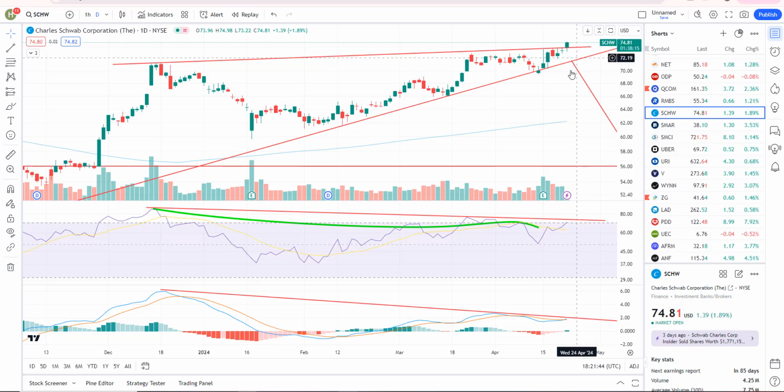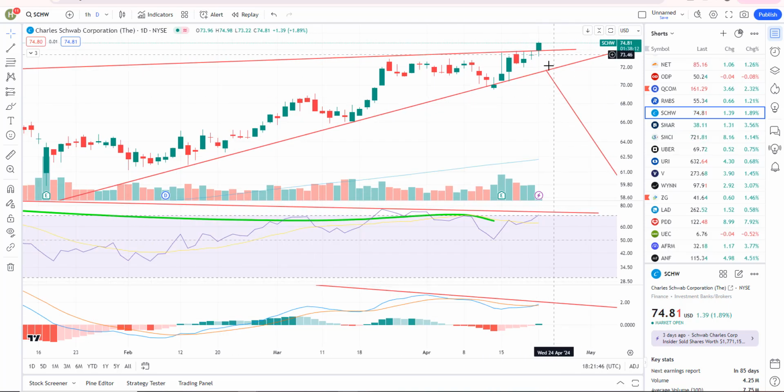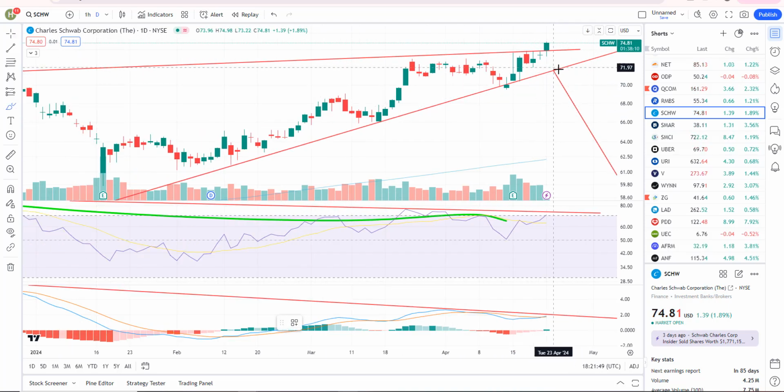You see these moves sometimes. They'll pop it up, run a bunch of stops, and then probably gap down below this wedge, below this whole entire wedge. So I'm going to stick with that. We'll add to that if we see a gap down.